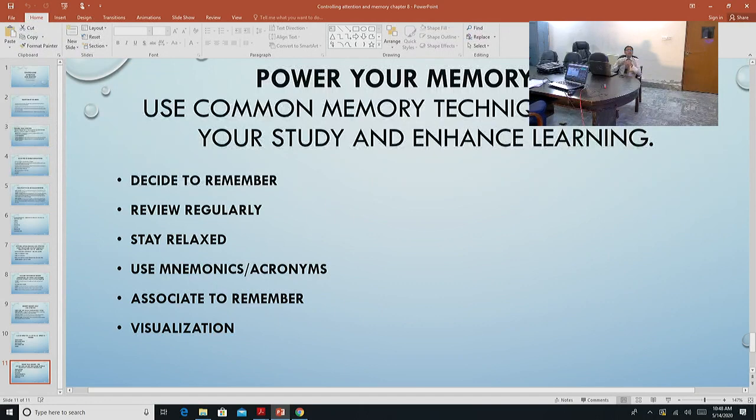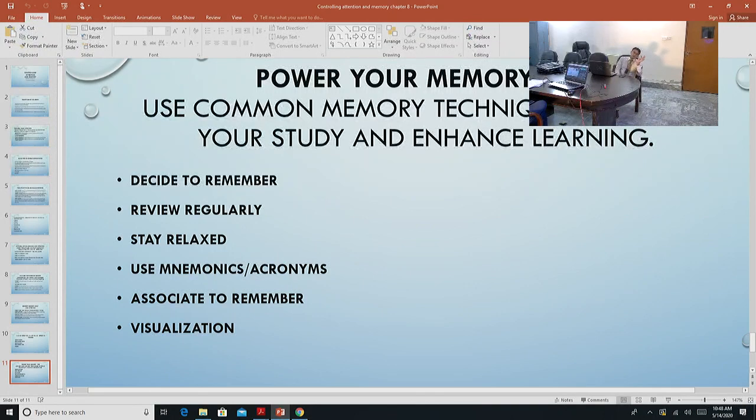Use mnemonics, acronyms. For example, I discussed a speaking model. When different letters are put together and the word, for example, SPEAKING is created, it will help you to remember that SPEAKING means setting, participants, goals, ends, communicative acts, instrumentality, norms and genre. So acronyms or mnemonic devices help you remember certain things.